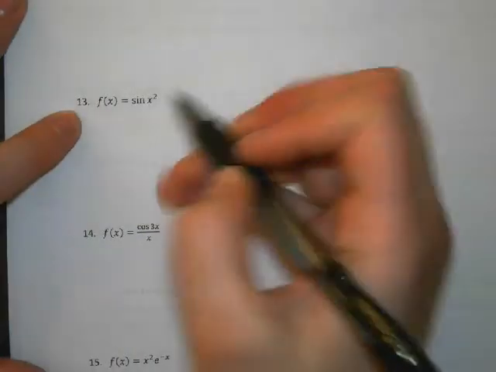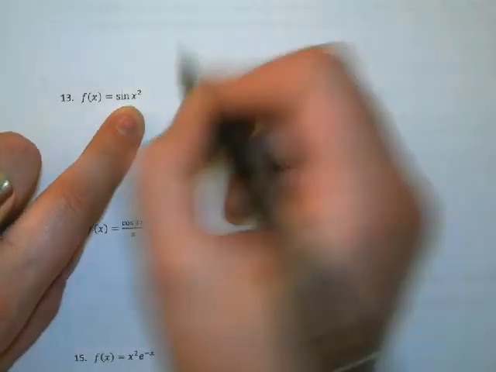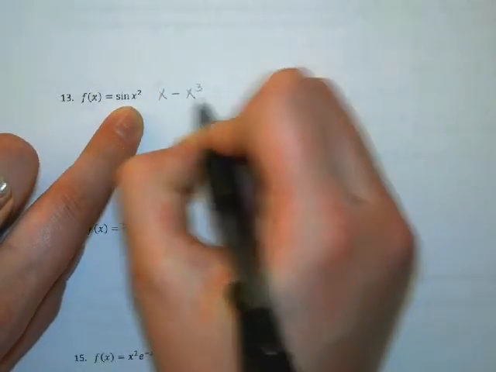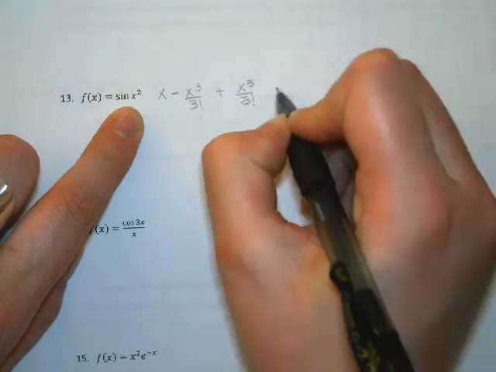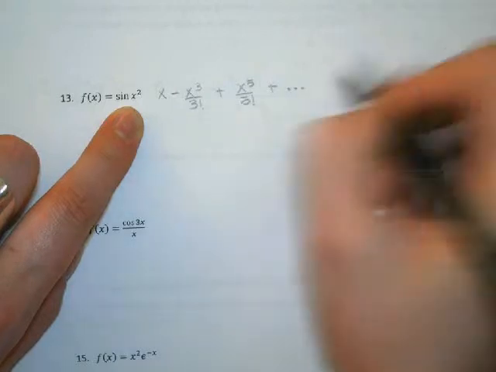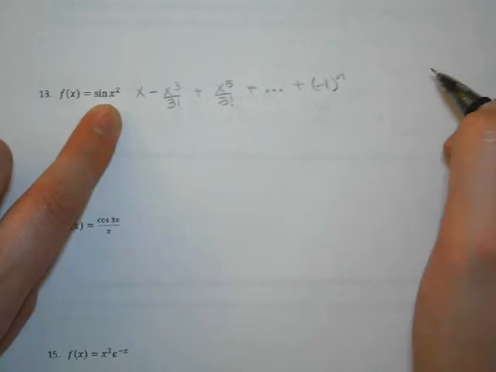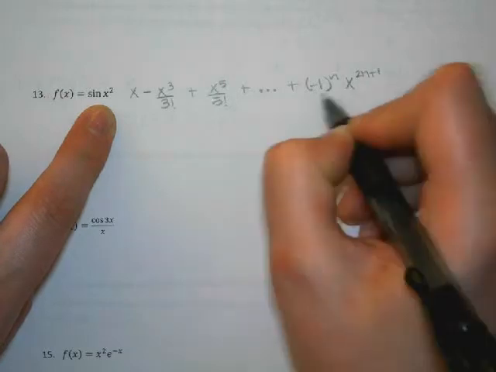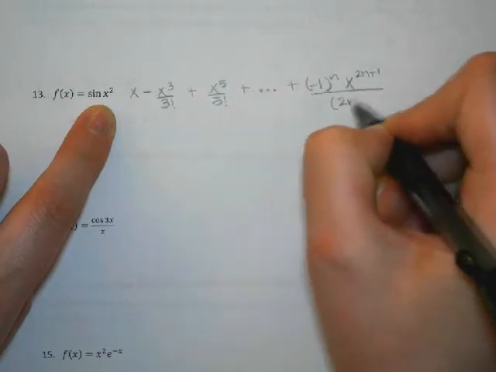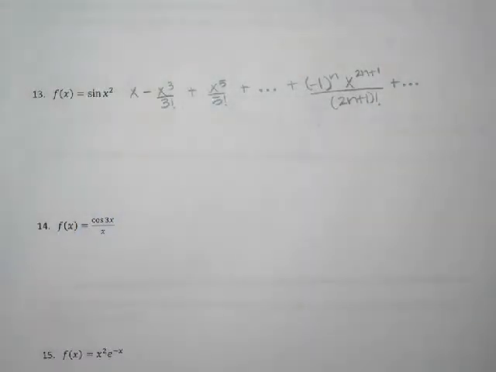So what's the Maclaurin series for sine? x minus x cubed over 3 factorial, plus x to the fifth over 5 factorial, dot dot dot. Oh, okay, the sum of x to the 2n plus 1 over 2n plus 1 factorial. Perfect. Okay, so to do number 13, what should we do?